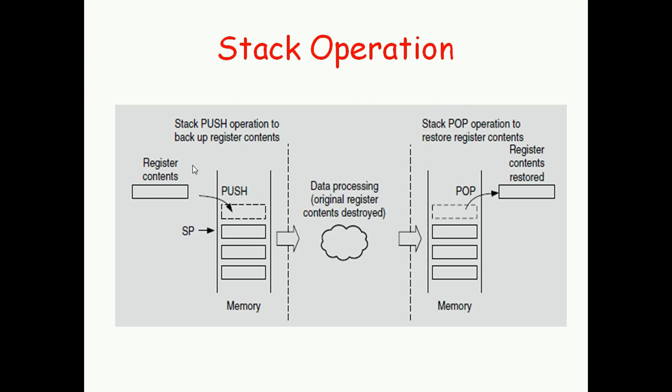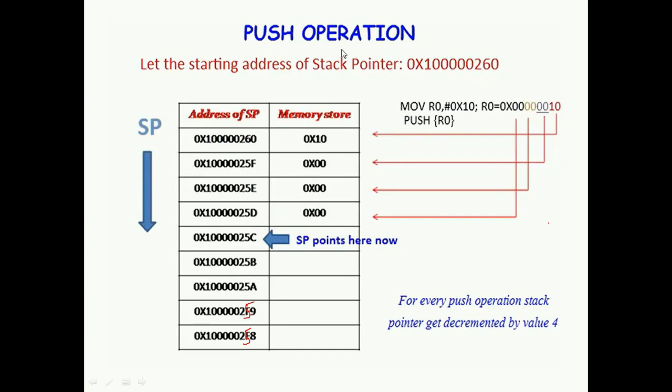Let's understand the push operation in detail. Let us consider the starting address of the stack pointer as this 32-bit data, and let us take this as stack memory. Let's take one simple instruction, MOV R0, immediate hexadecimal value 0x10. In ARM Cortex-M3 32-bit format, this immediate value uses the immediate addressing mode, and that 32-bit data will be saved like this into register R0. So totally this is 32-bit.